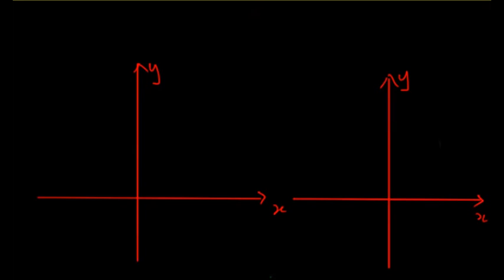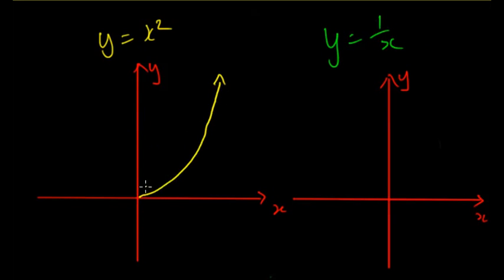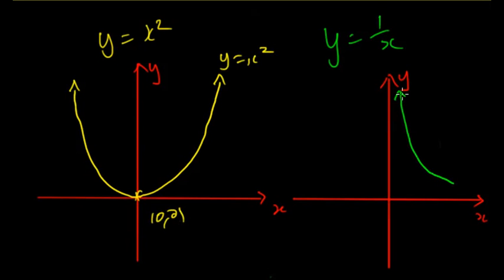So now what about if we have two different equations? Firstly, y is equal to x squared and y is equal to 1 on x. We know that y is equal to x squared looks like this, and it intercepts at 0, 0. And then y is equal to 1 over x looks like that.